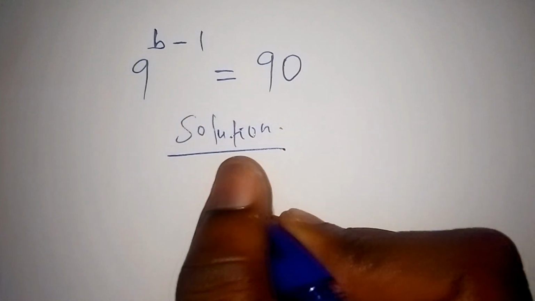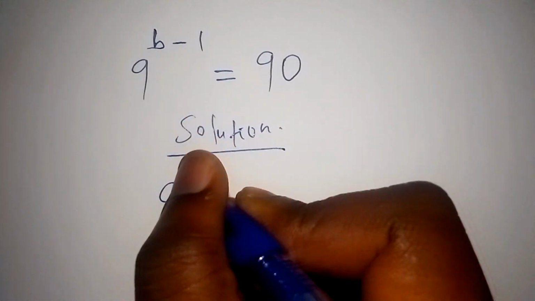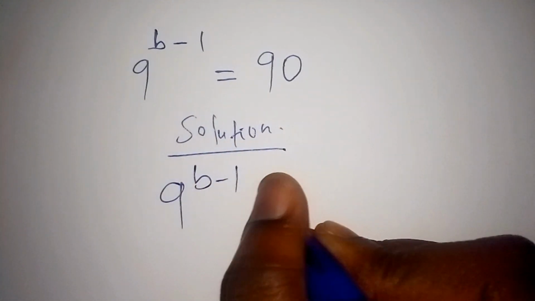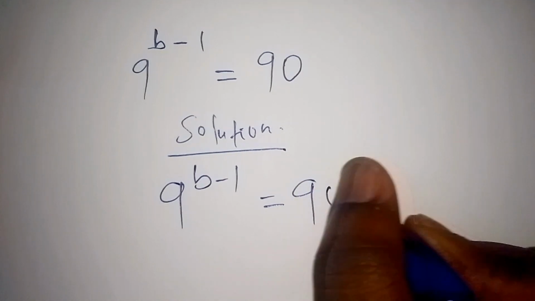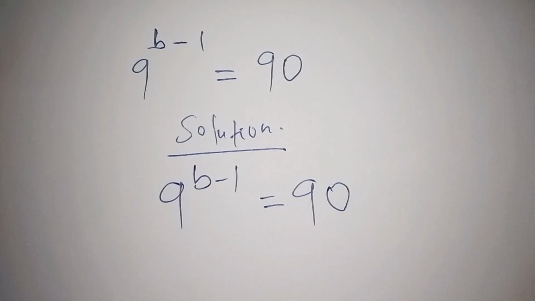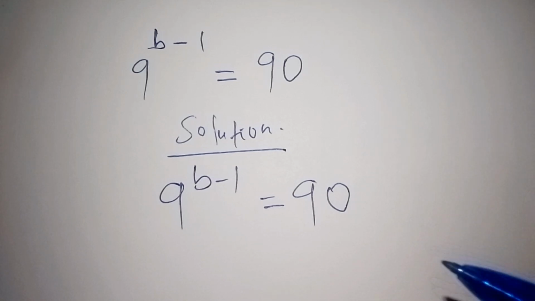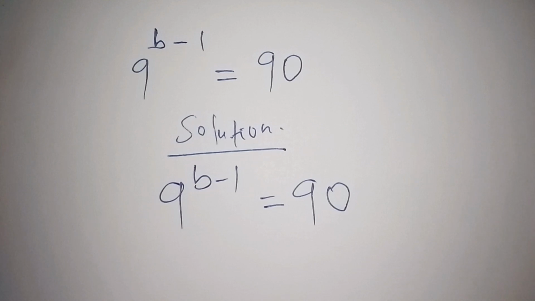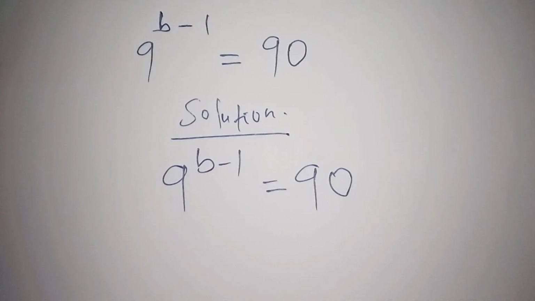Here we have 9 to the power of b minus 1 is equal to 90. If you know how to solve this amazing maths problem, you can pause the video so that you can share with us the answers that you've got at the end of this broadcast. I believe you've paused the video, so now we can move on as we share our answers together.